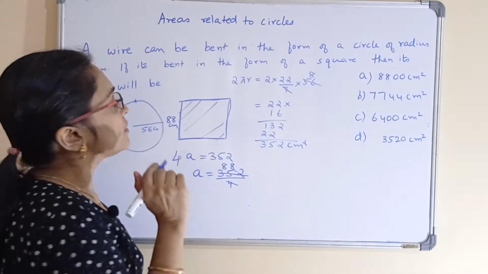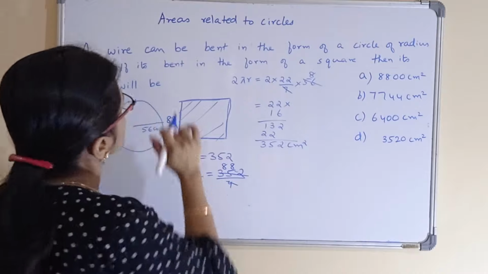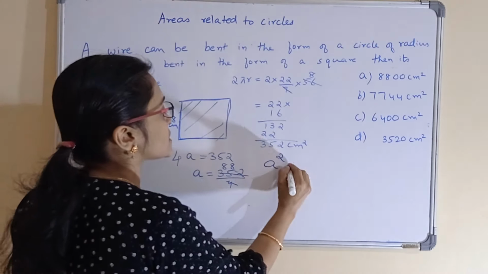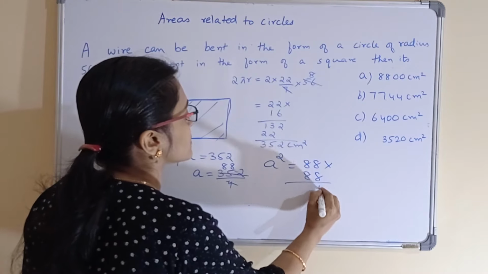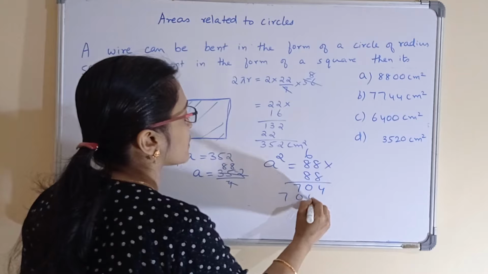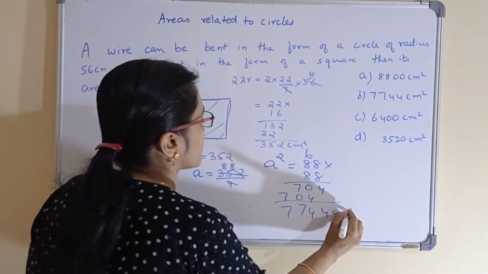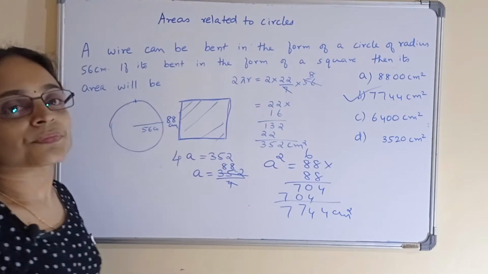So now what is the area of the square? We have to find the area of the square. It is A square, which is equal to 88 into 88, and that is 7744 centimeter square, the area of this square.